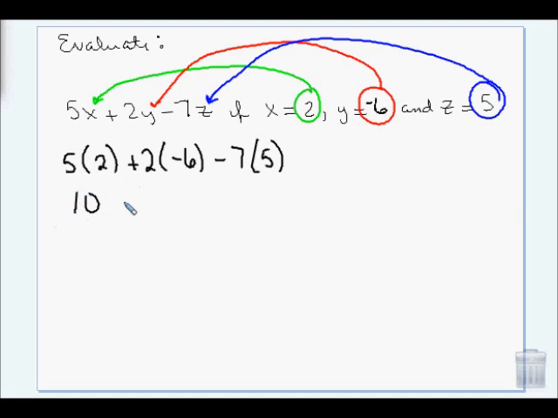So this is 10. This is negative 12. This is negative 35. What's the, here? And Z? Z. Yeah. So 10 minus 12 is negative 2 minus 35, so negative 37.